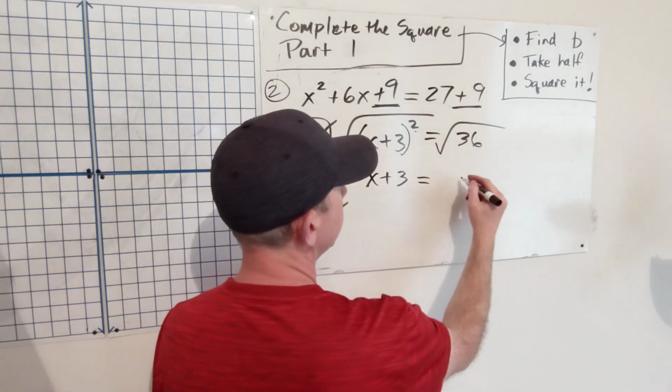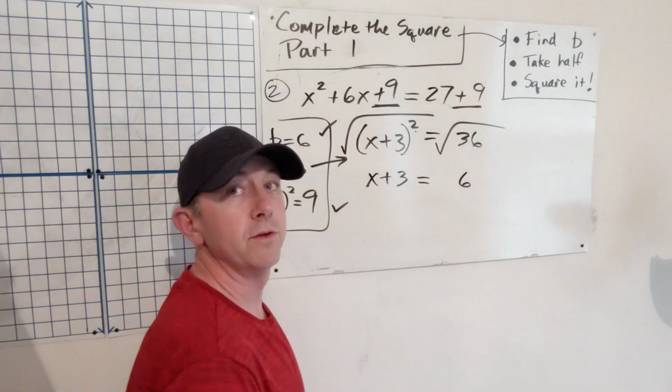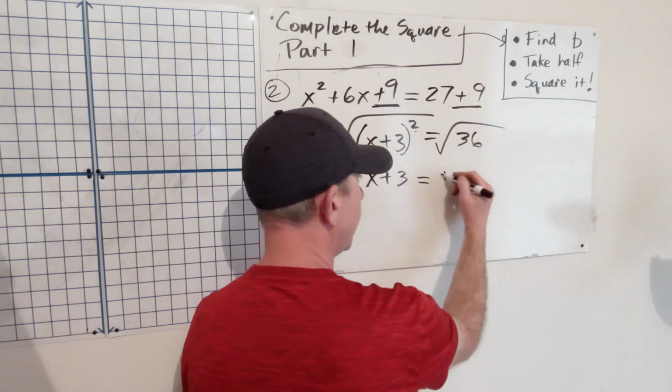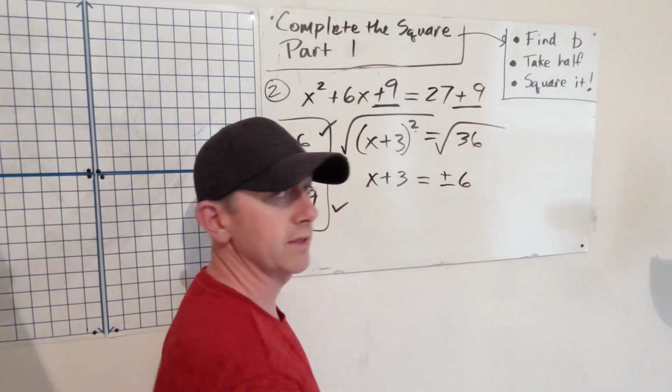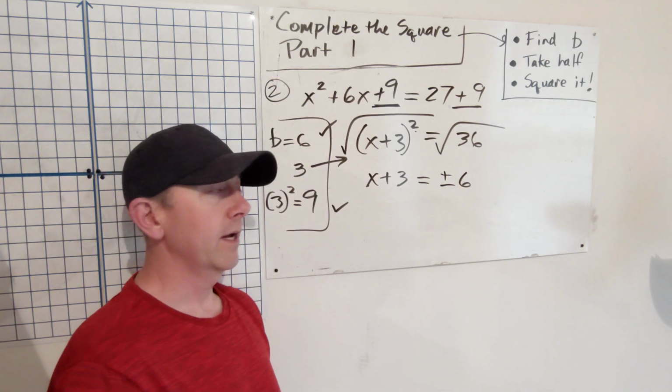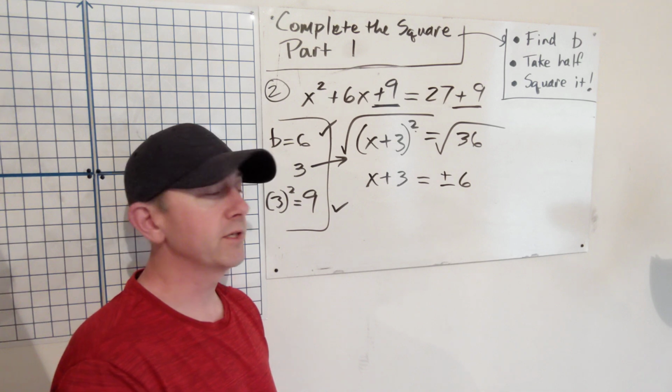Now the square root of 36 is 6. However, we do have to account for the fact that we brought the radical into the question, so it could be positive 6 or it could be negative 6 right there. So we did that with solving square roots last week. Okay, so pause it right here if you need to catch up.